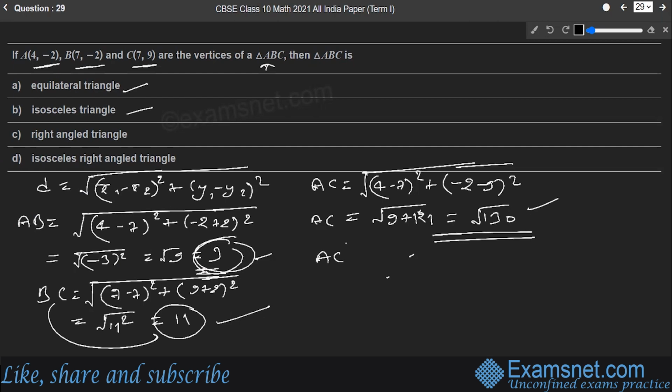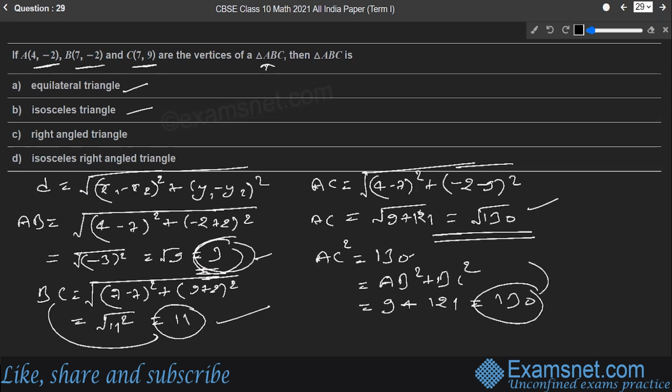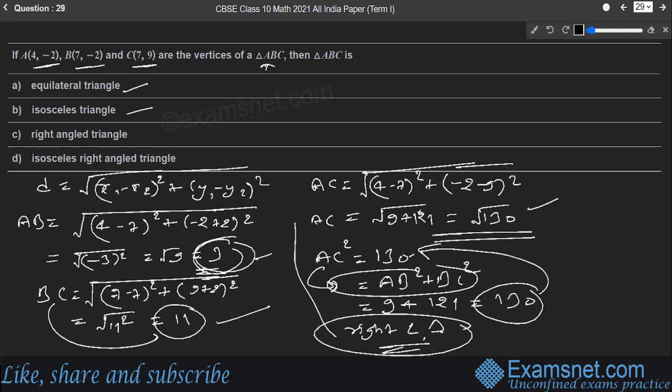So let us check for AC. AC square is nothing but 130. And if you do AB square plus BC square, how much does this come out to be? AB square will be 3 square, that is 9. BC square will be 11 square, that is 121. And that is actually 130. So we are finding that AC square is equal to AB square plus BC square. This only happens in a right angle triangle. So our triangle is nothing but a right angle triangle. That is, option number C is the right answer.